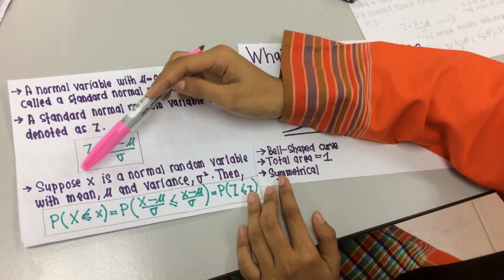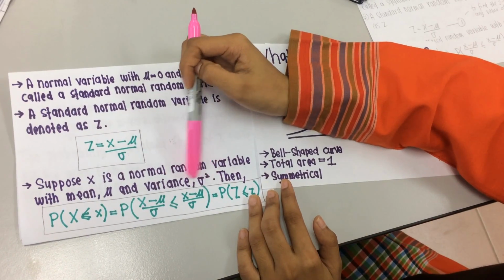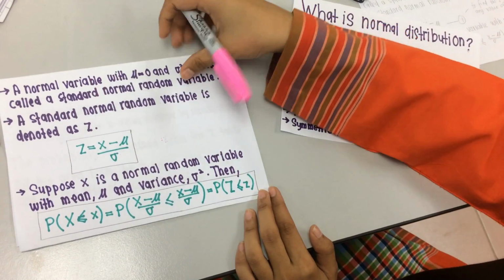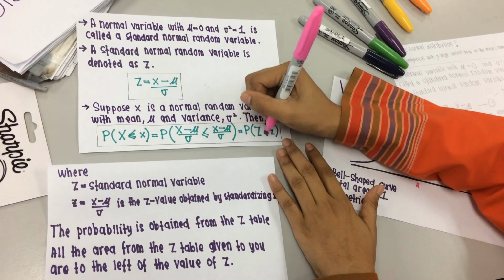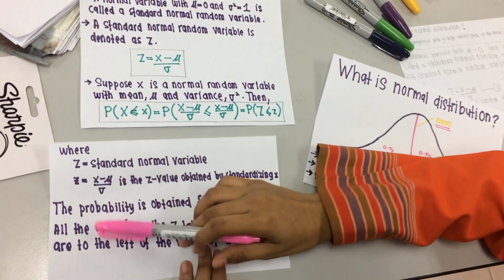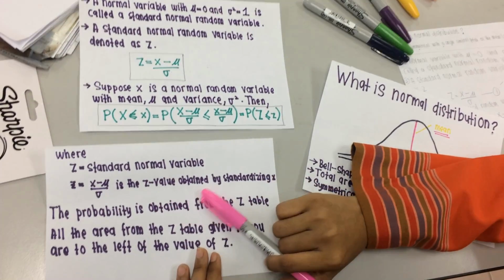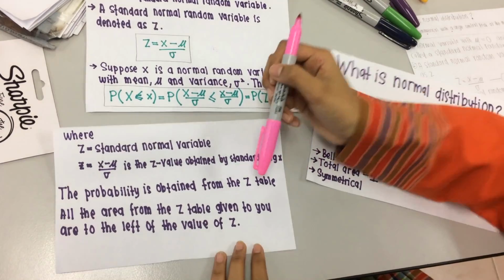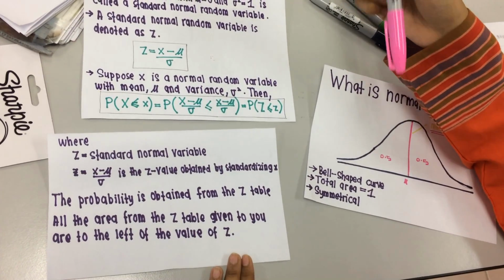Suppose X is a normal random variable with mean mu and variance sigma squared. Then we can conclude the normal distribution with these equations, where the capital Z is the standard normal variable, and the lowercase z equals X minus mu over sigma, which is the z value obtained by standardizing X. The probability is obtained from the Z tables. You can see further with the example.